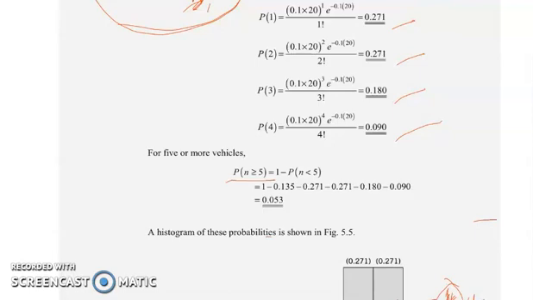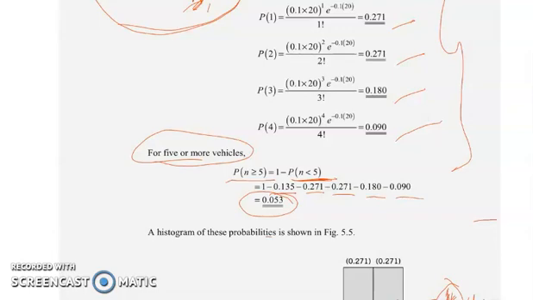When n is less than 5, these are the values we have computed for 0, 1, 2, 3, and 4 vehicle arrivals. So subtract all those from 1, and we have 0.053. This is the probability that 5 or more vehicles will arrive. That's how we compute the last probability.